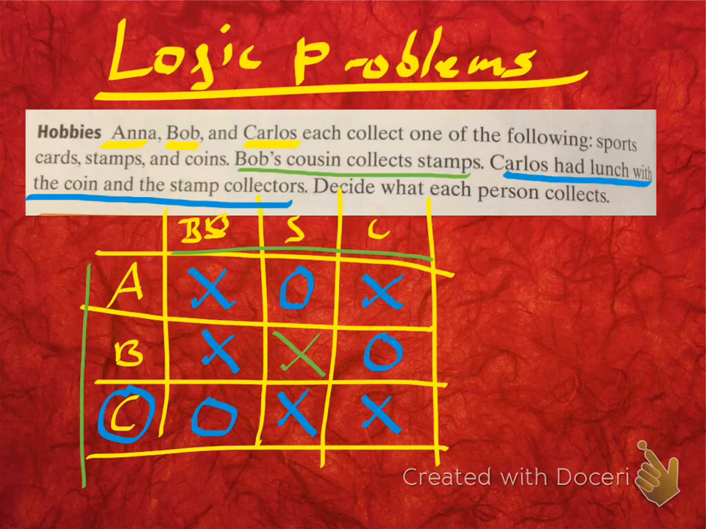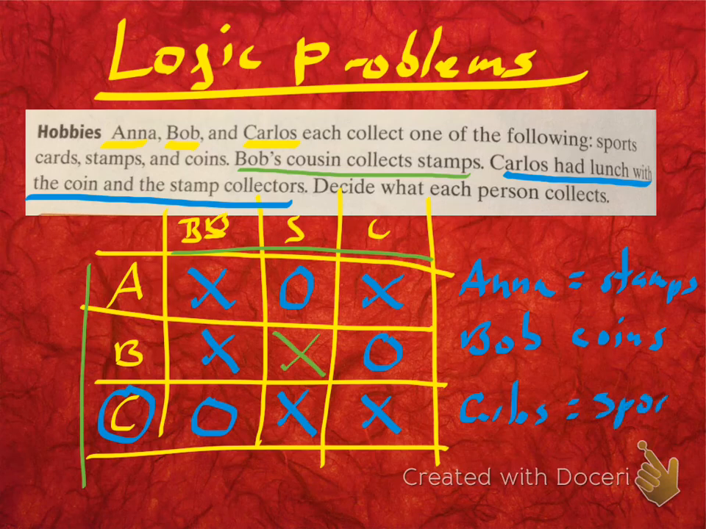Now, most people could read this off the chart, but it's better to write out what the solution is. So Anna is the stamps. Bob is the coins. And Carlos, going back to the original terminology, we used baseball as the abbreviation, but it's actually sports cards. Okay? And so that's how you figure out logic problems.